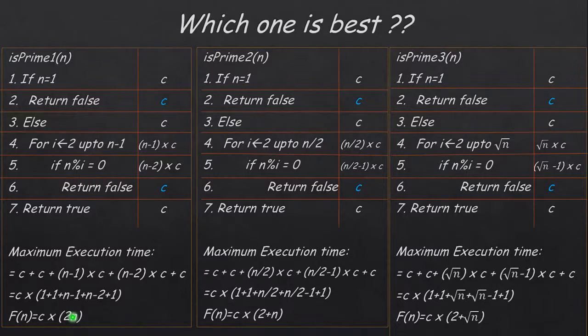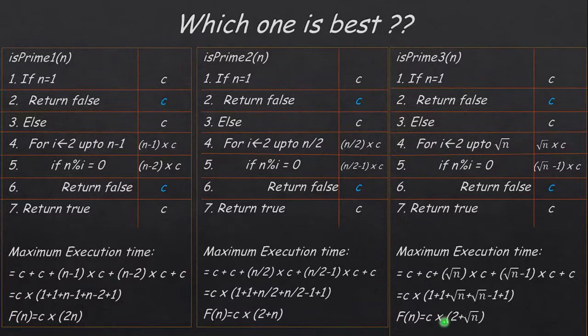So let's consider the example 101. The execution time is c into 2n. 2n is 202, so c into 202 milliseconds will be taken. Here in this case it will take 2 plus n. 2 plus n is 103. That is c into 103 milliseconds will be taken.